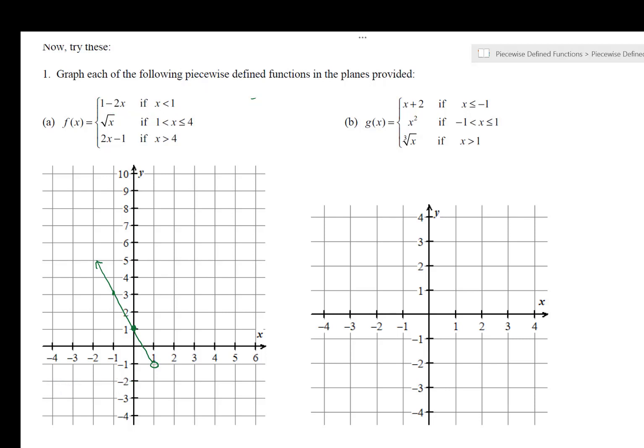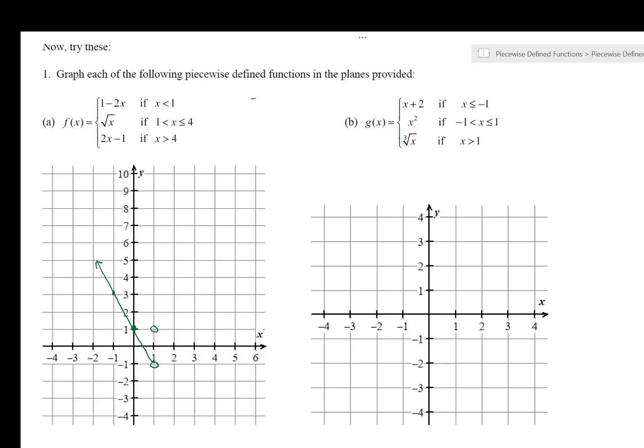We then switch rules to square root x. Notice it's also not defined to be this rule at 1. See, it's strictly bigger than 1 there. So in fact, this function doesn't even have an output at 1. If, however, we graph y equals square root x, then at 1 we would be at 1. So it starts there but not equal to.